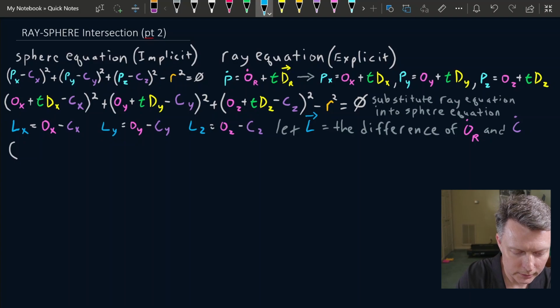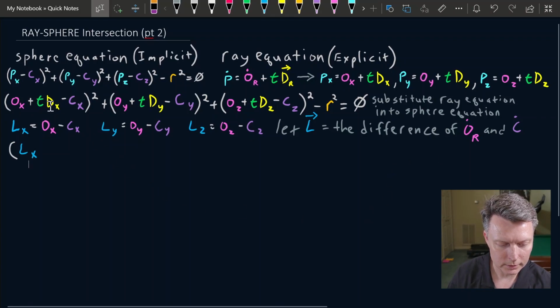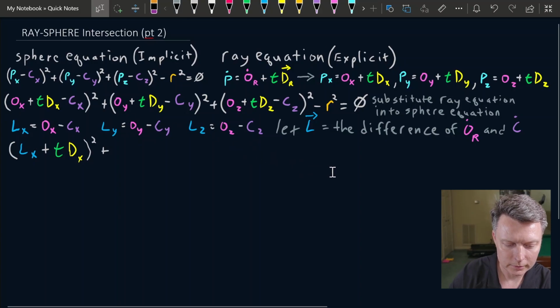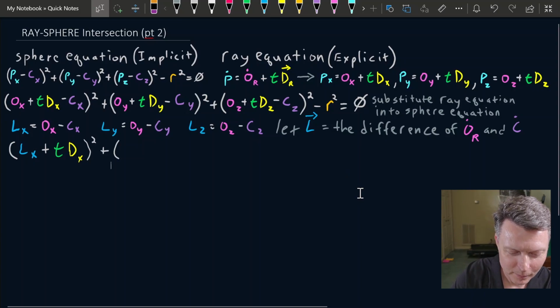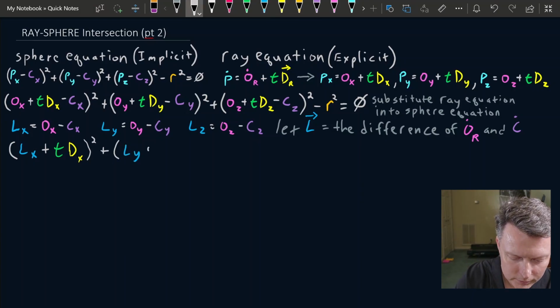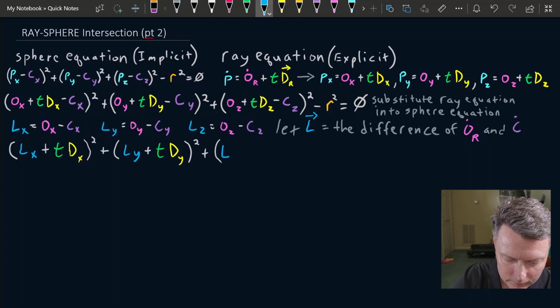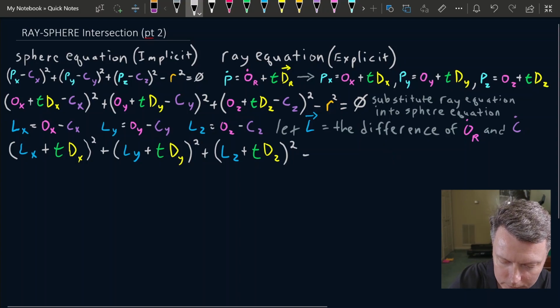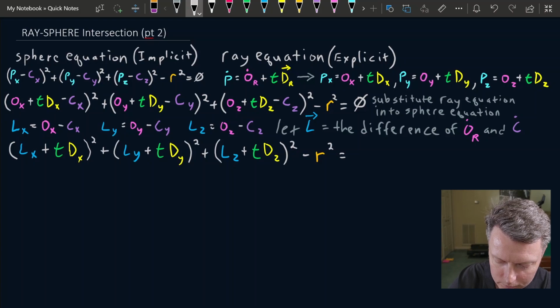We're going to replace the OX and the CX with LX. And then just go on in the equation. And so it says plus T dx. So I'm going to write that. Plus T dx. And all of that needs to be squared. And now we can just continue and do likewise for the y components and the z components. And hopefully this will look a little better. Ly, and then we're left with plus T dy. And that all squared. Plus Lz plus T dz, all squared. And now we can continue with the equation. It says minus r squared equals 0.